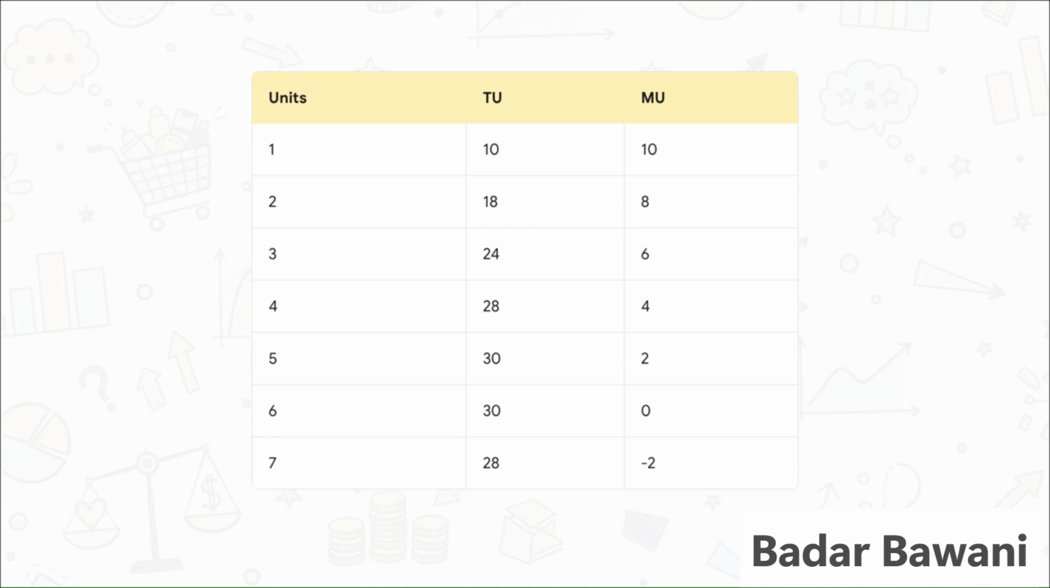Total utility is increasing, but at a diminishing rate. It goes from 10 to 18 to 24. Meanwhile, marginal utility continuously drops with each successive unit, down to 10, 8, 6, 4, 2. You are getting less and less additional joy from every extra chocolate bar you eat.